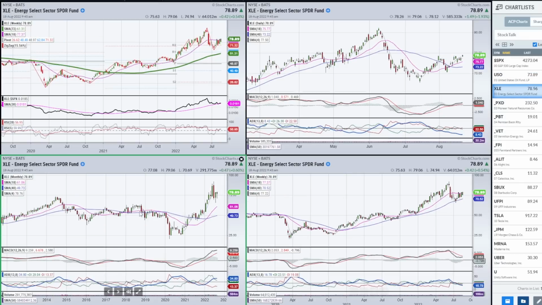If we look at the XLE, I see somewhat of a different picture, and this is encouraging to me, where the futures is actually a little bit weaker than the average stock. If we look at the sector fund, this is definitely stronger than the USO.